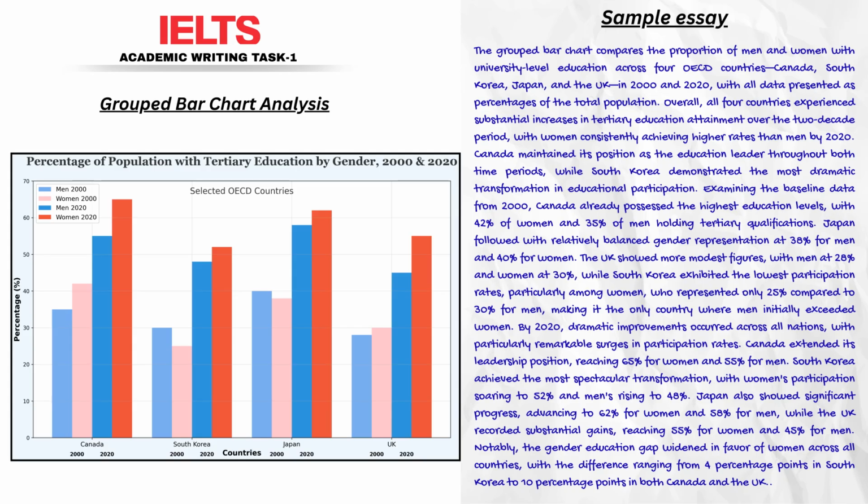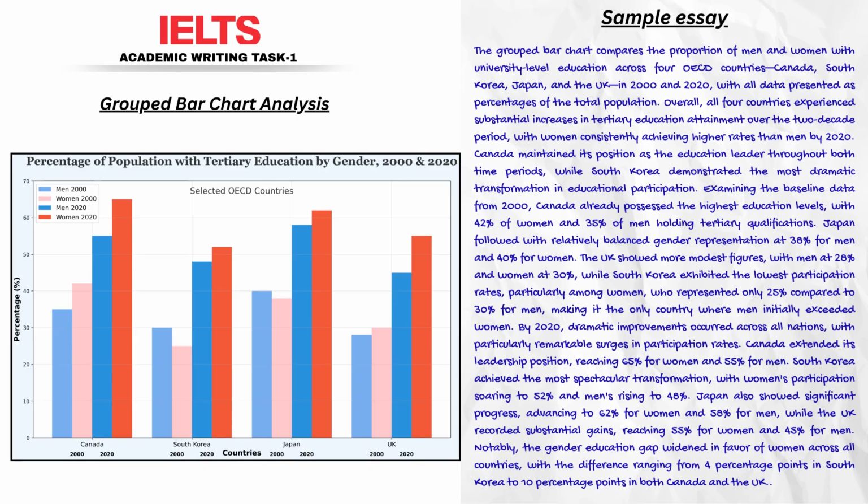Let's talk more about the vocabulary or lexical resource. The essay is filled with educational and demographic terminology. Instead of simple words, we see phrases like tertiary education attainment, substantial increases, education leader, and dramatic improvements. This specialized vocabulary shows familiarity with educational statistics and demographic analysis.